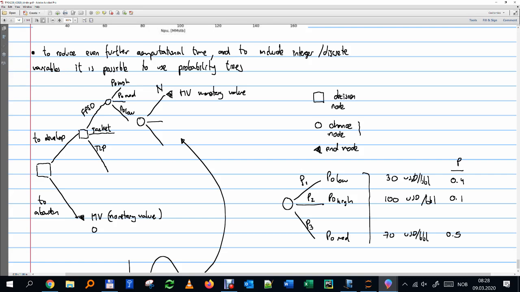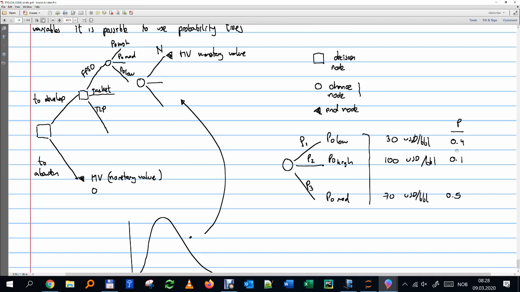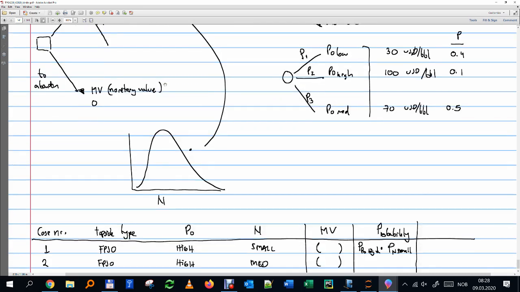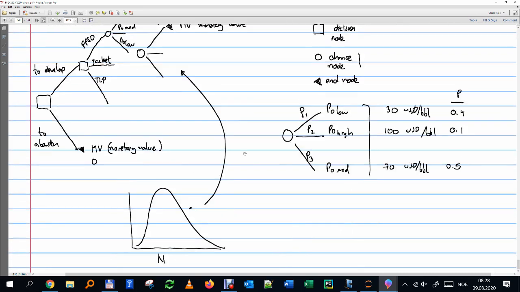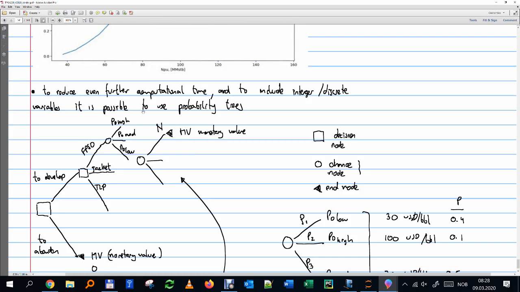So I have some probability, and this is where the expert comes in. They say, well, there is a 40% chance that it will be low in the future, or a 10% chance that it will skyrocket, or a 50% probability that it will be at an average value of 70. The sum of all the probabilities in one given layer of the tree has to be equal to 1. And then the probability will simply be the probability of this times the probability of the other one.